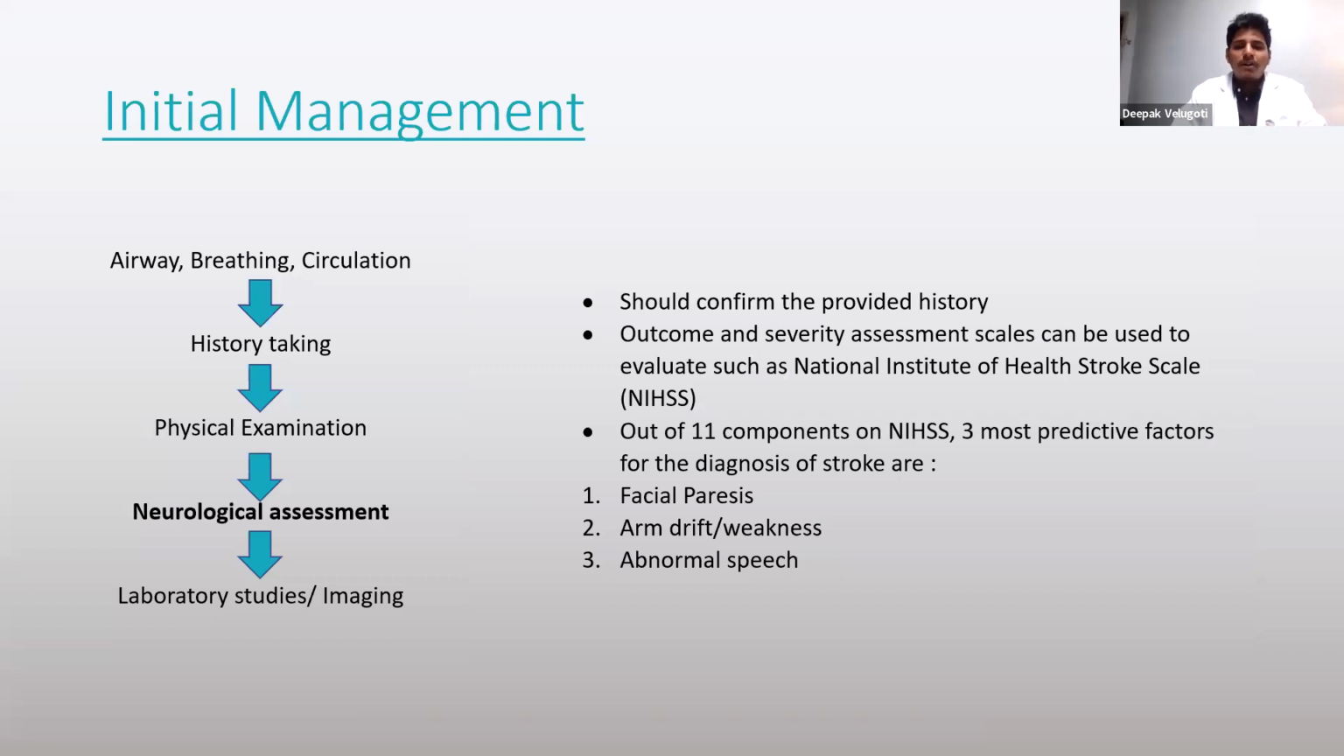And coming to the neurological examination, we'll assess the patient based on motor findings, sensory findings, and any other symptoms. And we should confirm the provided history with the neurological assessment. And sometimes we can assess the outcome and severity with a few scales, such as the National Institute of Health Stroke Scale. It consists of 11 components, of which 3 are the most predictive factors for the diagnosis of stroke: the facial paresis, arm drift or weakness, and the abnormal speech.